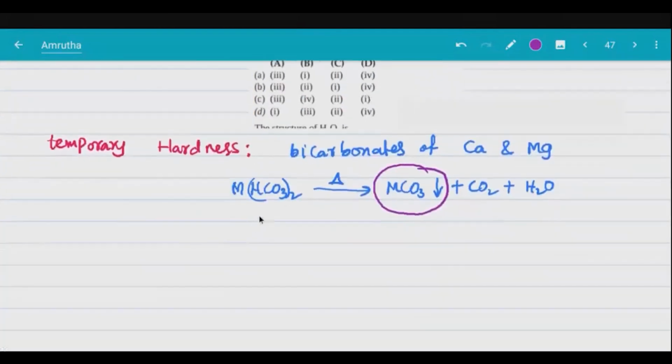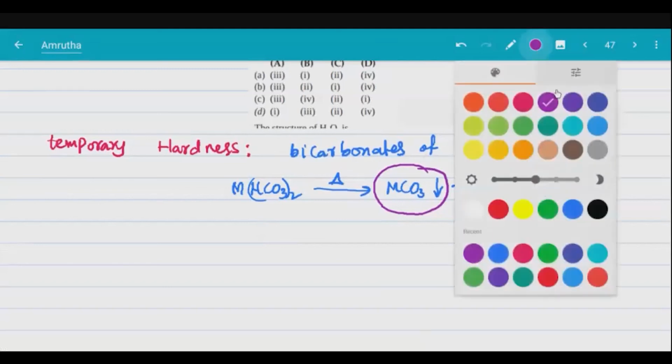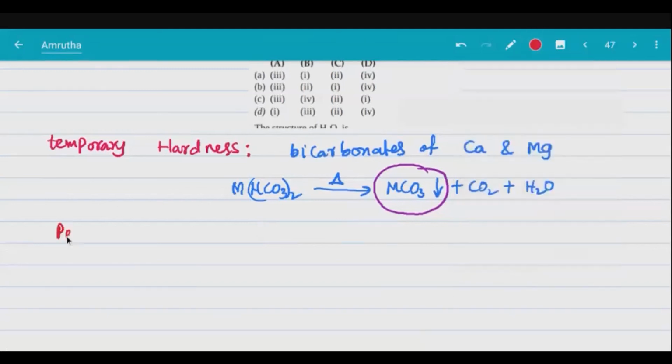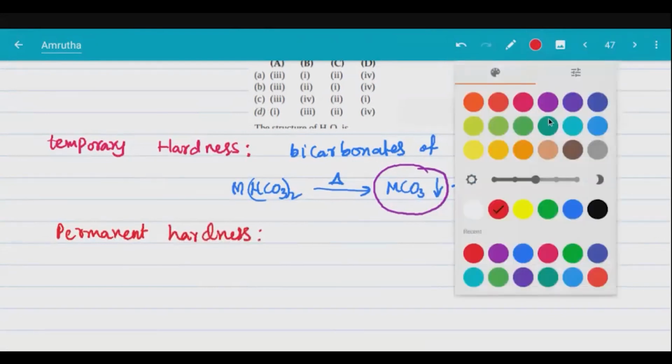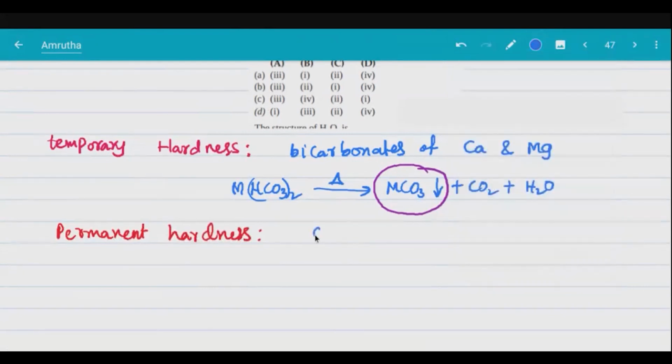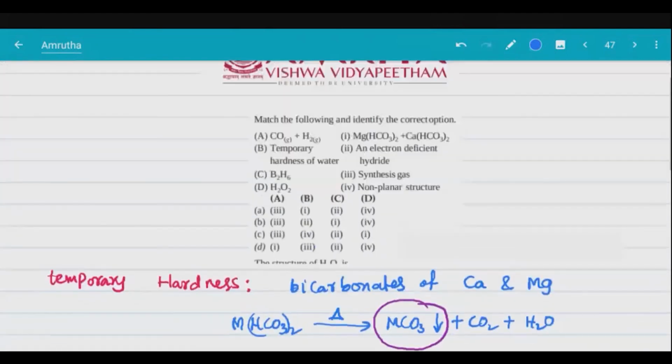Permanent means you can't remove sulfates. You can't remove chlorides. See, look at this. Permanent hardness means you can't remove easily. You can't remove just by heating. So this is because of chlorides and sulfates of calcium, magnesium. If these are present, that water has permanent hardness. So very simple. B is 1. I think this only with 1.